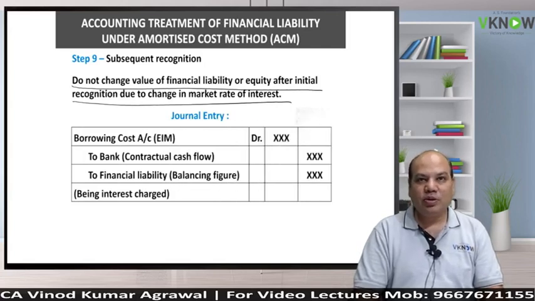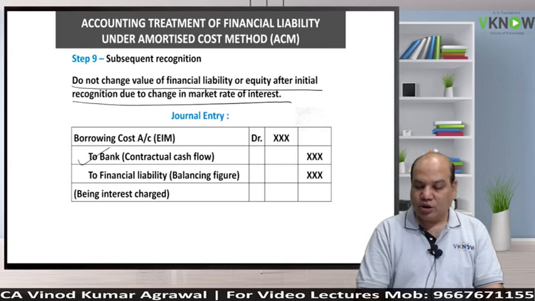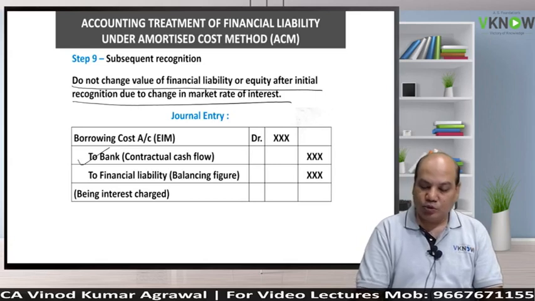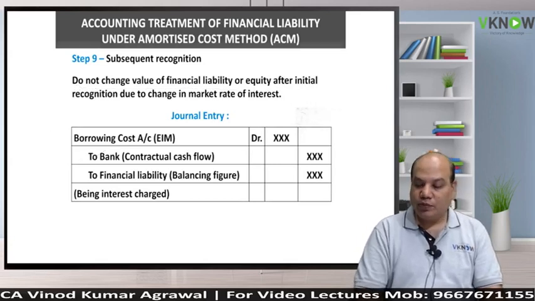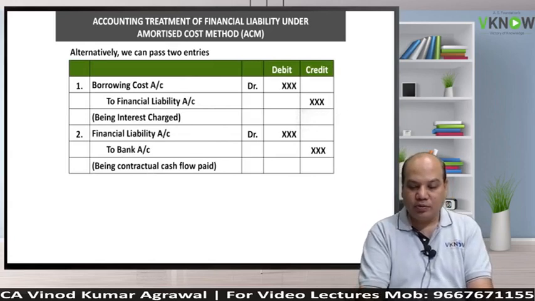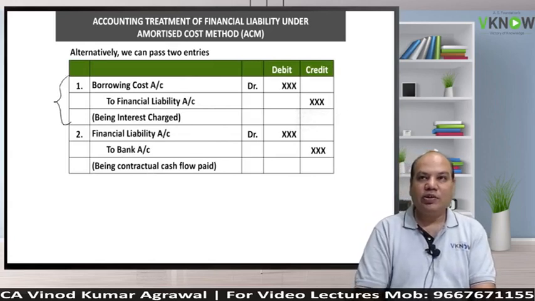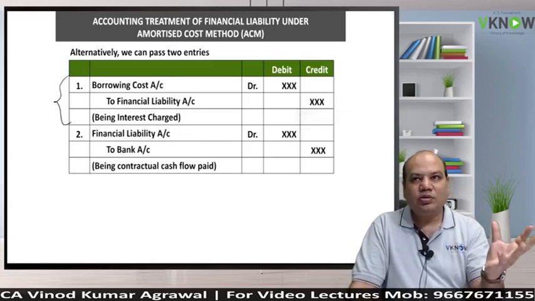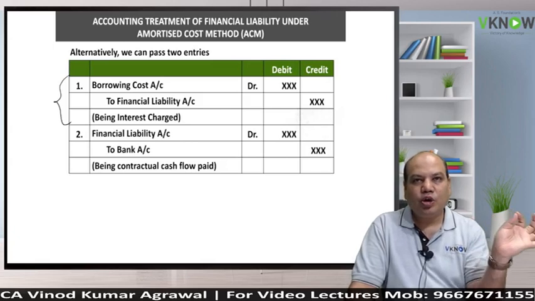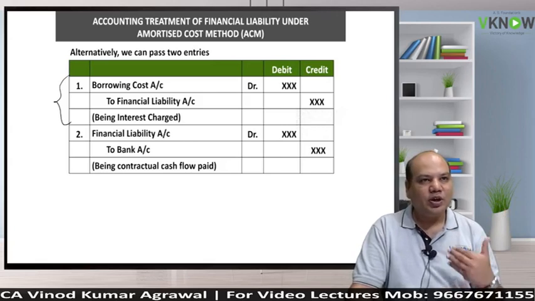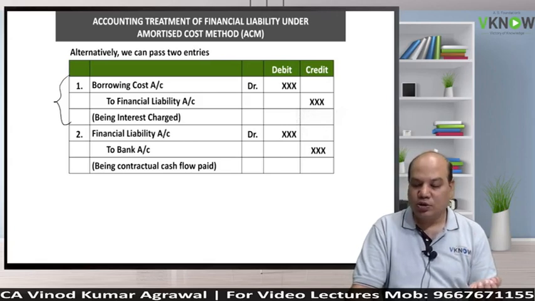Borrowing cost account debit, to bank account contractual cash flow, to financial liability balancing figure. If you want to pass one entry, fine. If you want to pass two entries, break this entry into two parts, which I normally prefer, as it is easy to present in the ledger also. First you pass an entry for interest liability accrued, borrowing cost account debit to financial liability, and then you pass an entry for the payment of contractual cash flow, financial liability account debit to bank.